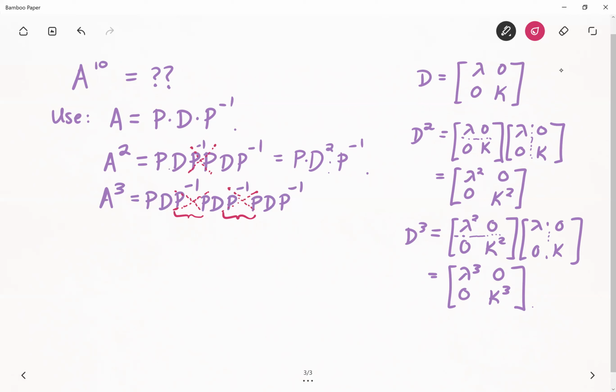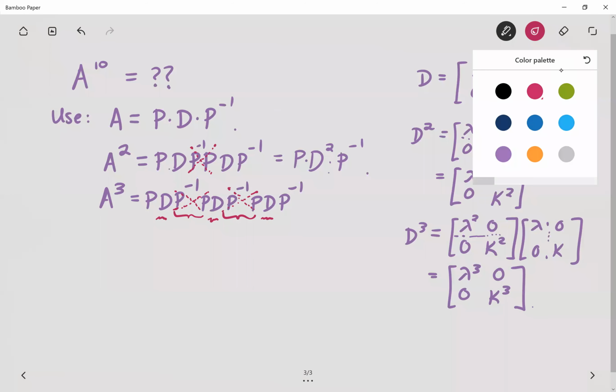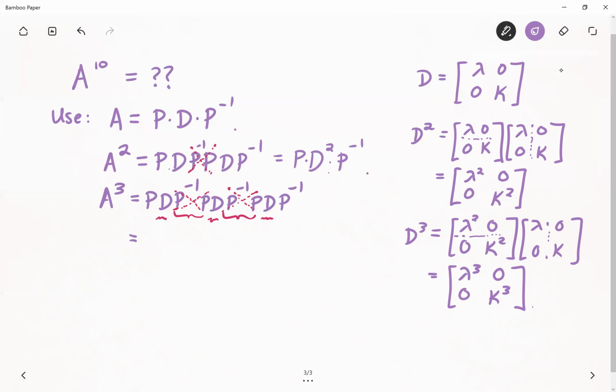And then you're left with a bunch of adjacent D's. You've got a D here, a D here, a D here. So this simplifies to P times D cubed times P inverse. As we saw before, D cubed is not too bad to calculate, because it's a diagonal matrix, you can figure that out just by cubing the elements on the diagonal. And so for A cubed, these are about the same amount of effort to calculate.